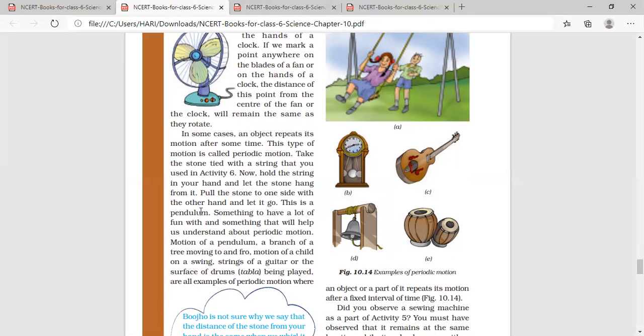This is called to and fro motion, from one point to a second point and again from the second point to the first point. It is also called oscillatory motion. Some more examples of periodic motion are a branch of a tree moving to and fro, the motion of a child on a swing, and the string of a guitar. These are all examples of periodic motion.